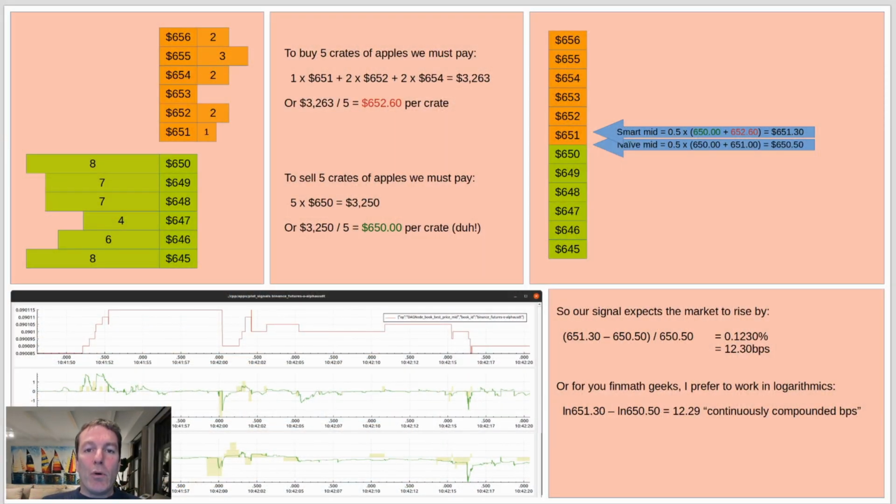What is going to be the broad thesis for this signal? Well, basically what we're going to do is look at the current book. And if there are more buyers than sellers, we're going to predict the market's going to go up. There are more people wanting to buy. It's going to be scarcity. Through economics, surely the price is going to go up. And similarly, if there are more sellers than buyers, we're going to predict the price is going to go down. It's a pretty obvious idea, no?